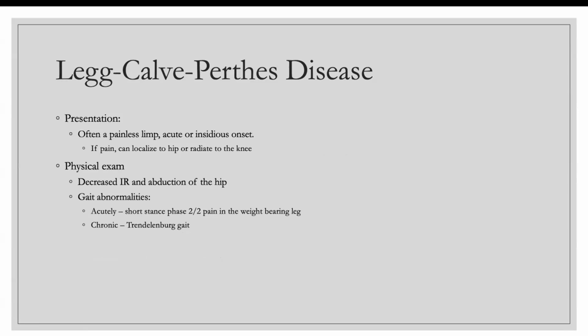And their gait abnormalities are going to have two different stages. So acutely, they're going to have a short stance phase that's probably secondary to pain in that weight-bearing leg. And then chronically, as they get used to walking with a limp, they're going to transition to more of a Trendelenburg gait where that hip will drop.